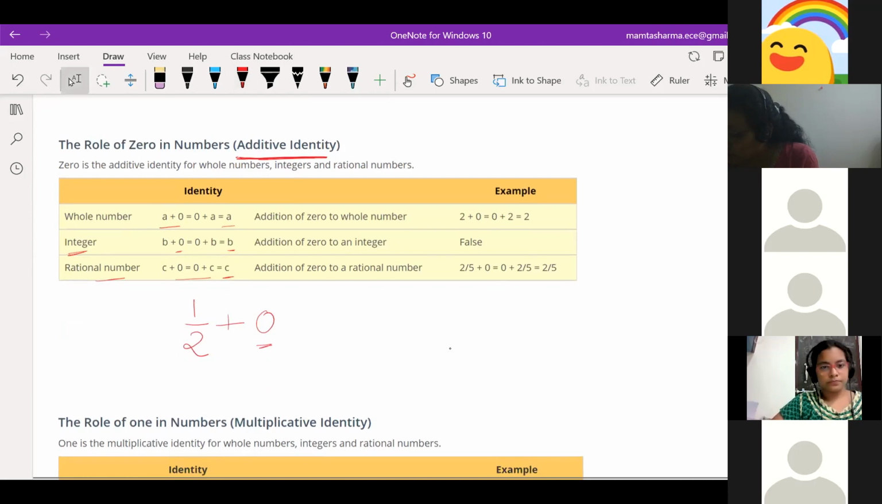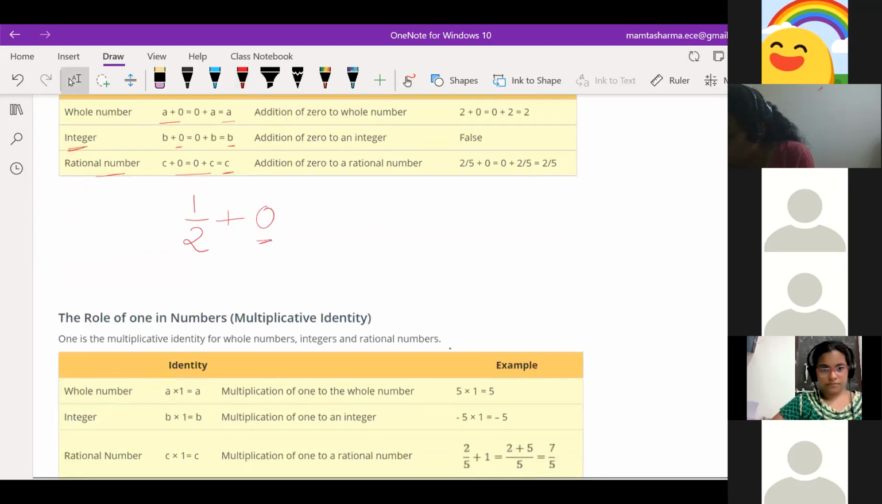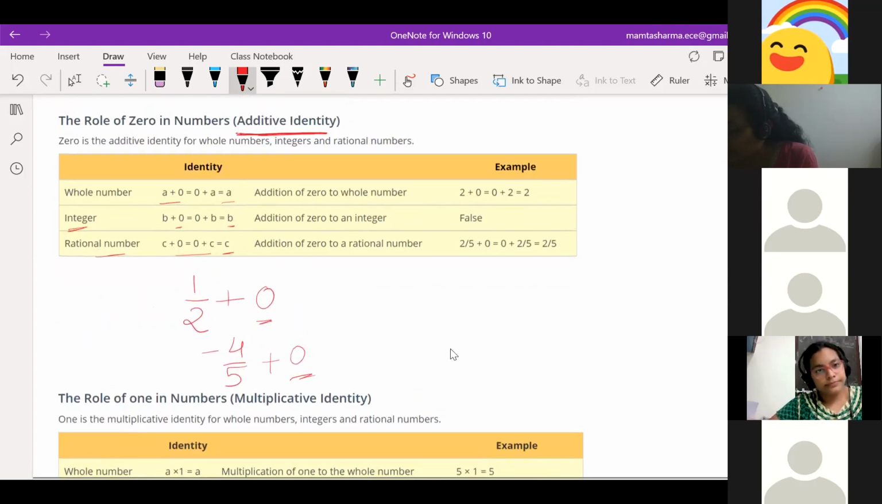Okay, next. What will be the additive identity of minus 4 by 5? Tell me. 0. For every rational number, the additive identity will be 0.